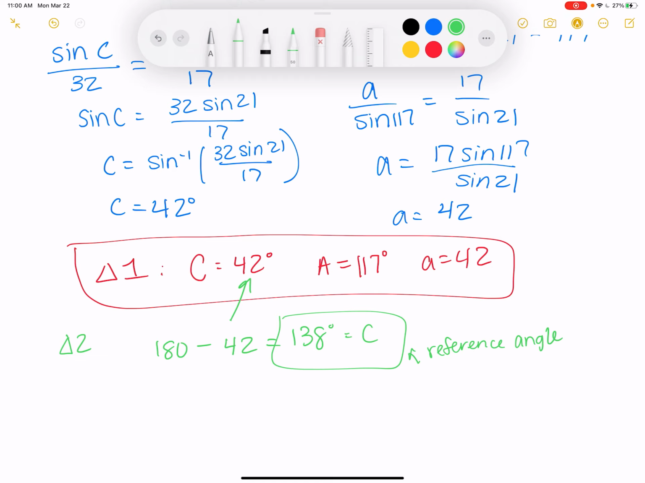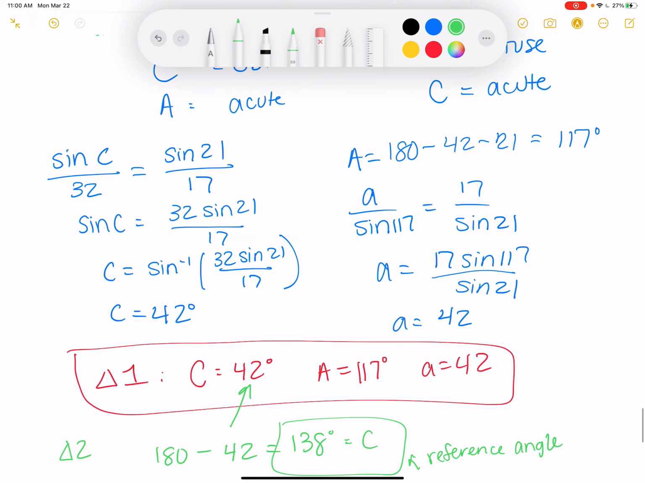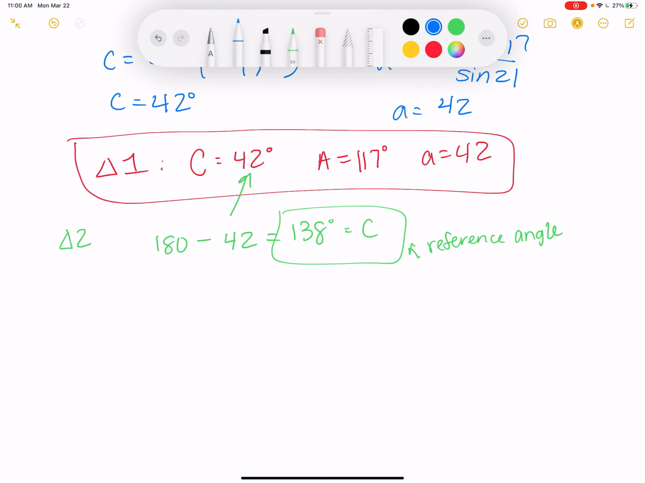Oh, so now we just do 180 minus 138 minus, wait. Okay, so then we still have, remember, our angle B is always 21. So to find A, I'm going to do 180 minus 21 minus 138. That's 63. So A is now 63 degrees.